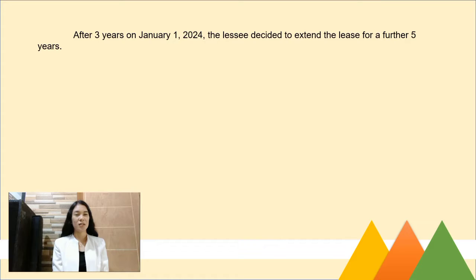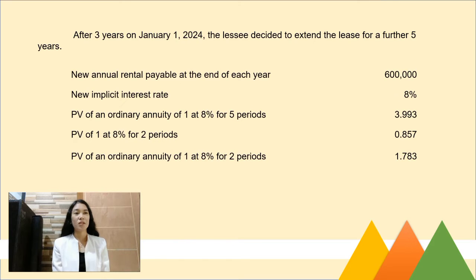So here is the continuation of our illustrative problem. So after 3 years on January 1, 2024, the lessee decided to extend the lease for a further 5 years. New annual rental payable at the end of each year is 600,000. The new implicit interest rate 8%. Present value of an ordinary annuity of 1 at 8% for 5 periods is actually 3.993.